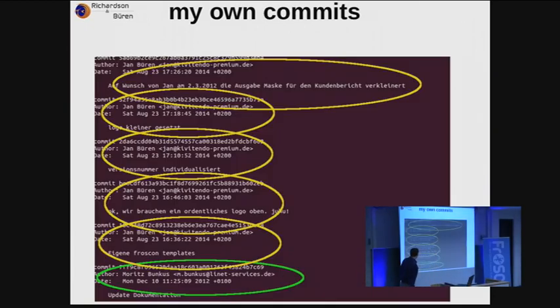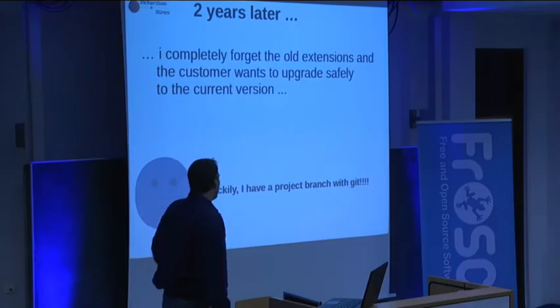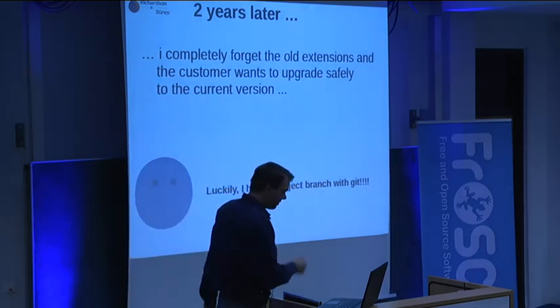Okay, I just visualized this. This was the last commit on 3.0. This is a 2012 commit from the release 3.0. And the yellow commits are my branch commits. Two years later, I completely forget the old extensions, and the customer wants to upgrade safely to the current version. Luckily, I have a project branch with Git.